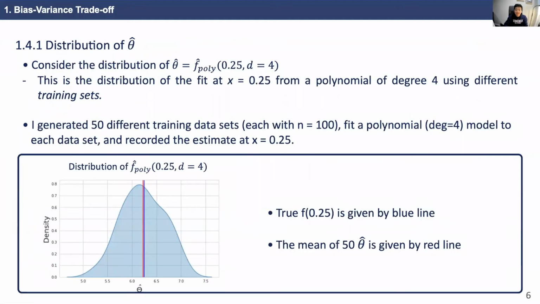Now let's consider the distribution of theta hat, the f hat polynomial distribution. This is a distribution of the fit at x equals 0.05 from a polynomial of degree 4 using different training sets. I generated 50 different training data sets, each with 100 samples, and fit a polynomial model to each data set and recorded the estimate at x equals 0.05.